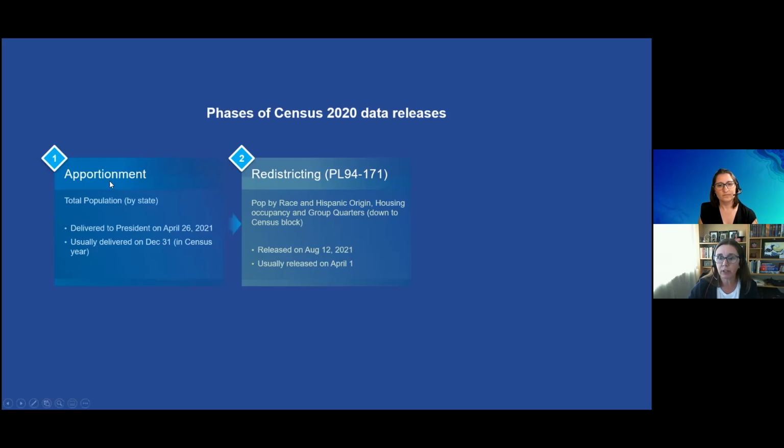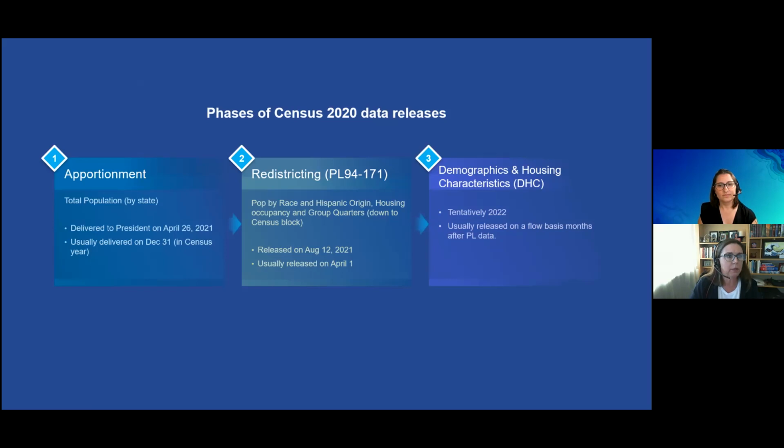Now there is a third phase, and that's the demographics and housing characteristics. And these are going to be released sometime in 2022. And it'll be the remainder of that detailed information that'll include family type, relationship, housing tenure, and some of this information by major race and ethnicity groups. So that's the recap of Census.